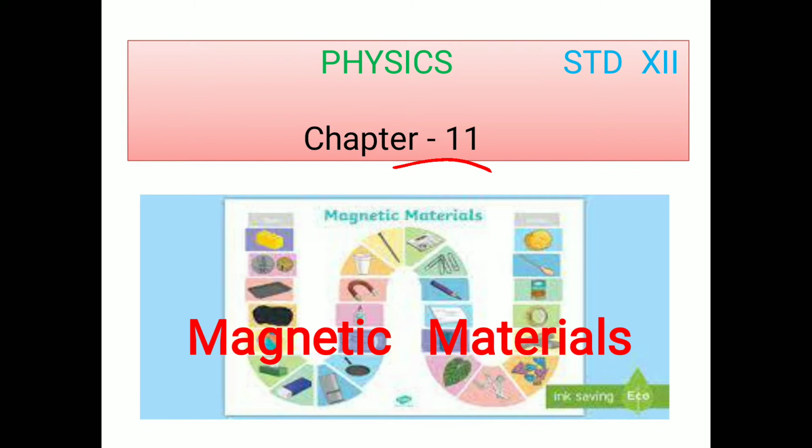The end of the magnet which shows a north direction is called a north pole, and the end of the magnet which shows a south direction is called a south pole. That means a magnet is having two poles, north pole and south pole. Because of these two poles, it is also called a magnetic dipole. Di means two poles.